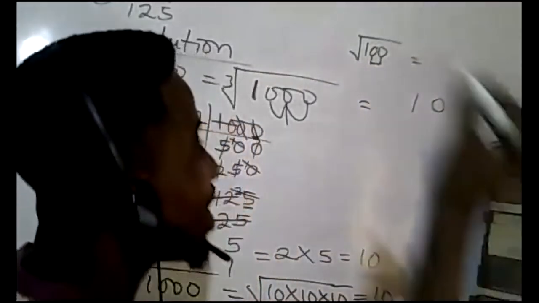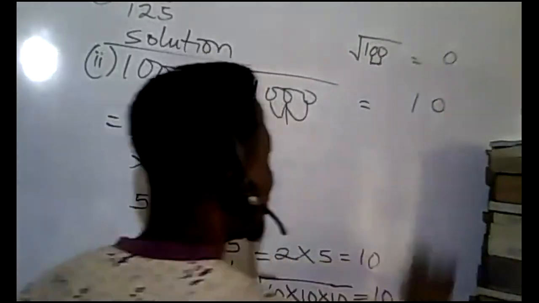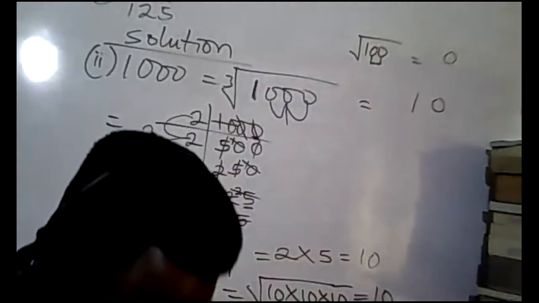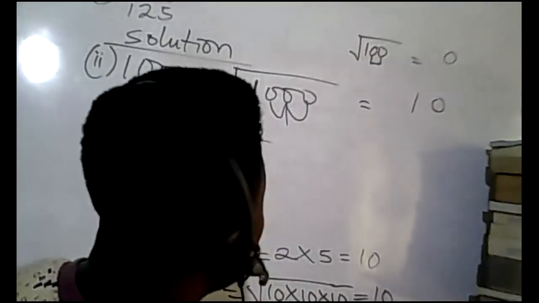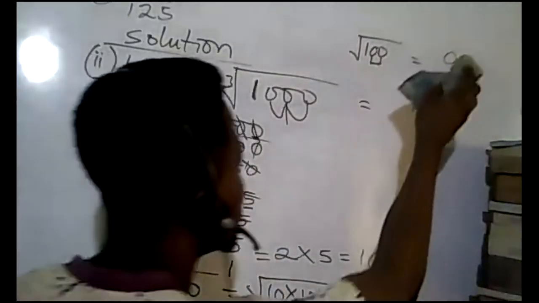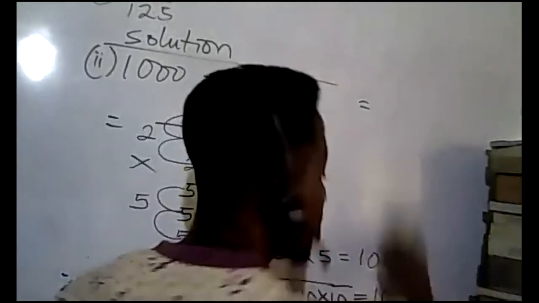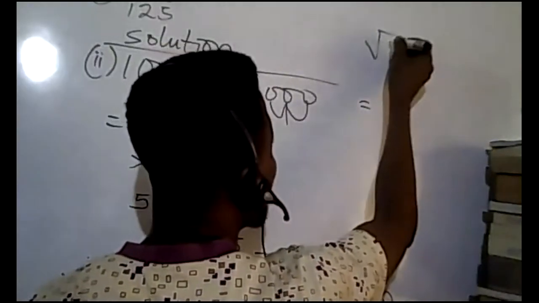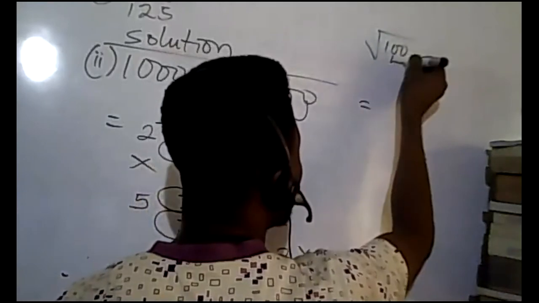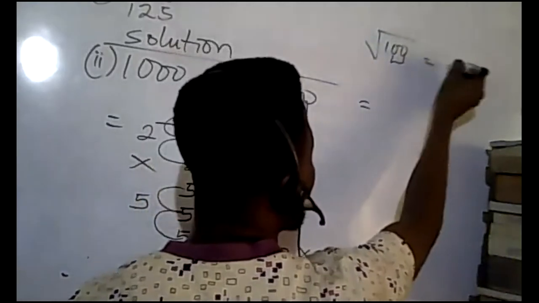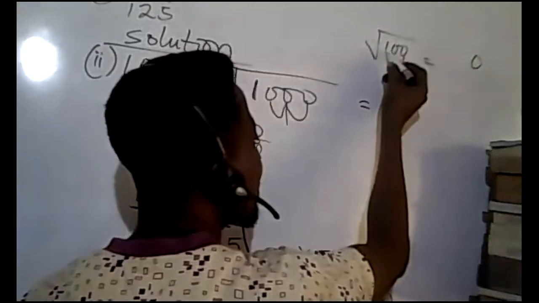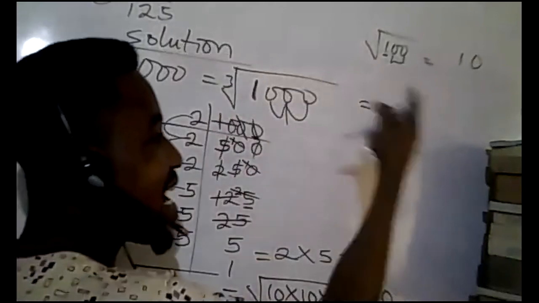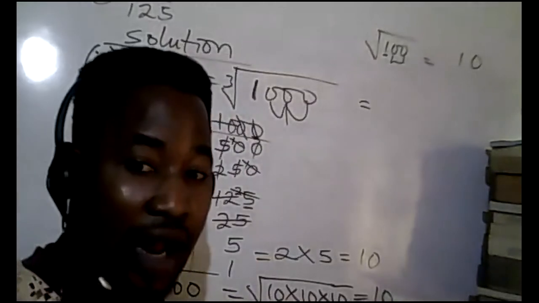Everybody says 0. Thank you. All right. Let's go again. The square root of these 2 zeros is what? 0. And the square root of this one right here is 1. So we're saying it is 10 that multiplies itself 2 times to get 100.